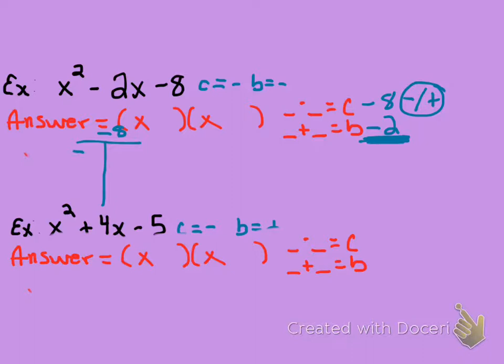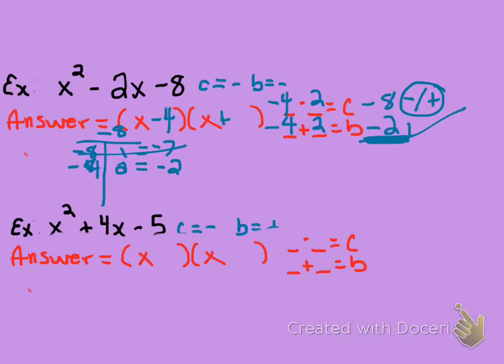So let's start off with negative 8 times 1. That adds up to be negative 7. That's not the number we're looking for. Negative 4 times 2, that adds up to give us negative 2, and that is the number that we are looking for. So we found them. Negative 4 times 2 gives me negative 8. Negative 4 plus 2 gives me negative 2. So my two factors are x minus 4, x plus 2. If you don't have the right signs, your answer will be wrong.